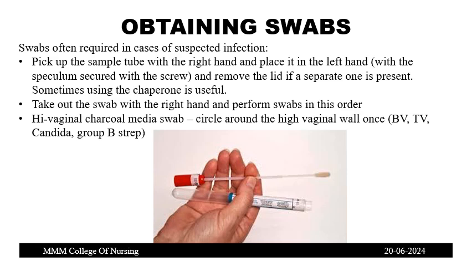So the next special circumstance is obtaining swabs. Swabs are often required in cases of suspected infection. Pick up the sample tube with the right hand and place it in the left hand, with the speculum secured with the screw, and remove the lid if a separate one is present. Sometimes using a chaperone is useful. Take out the swab with the right hand and perform swabs in this order. High vaginal charcoal media swabs: circle around the high vaginal wall once. That is done to detect any candida, group B streptococcus and other organisms.